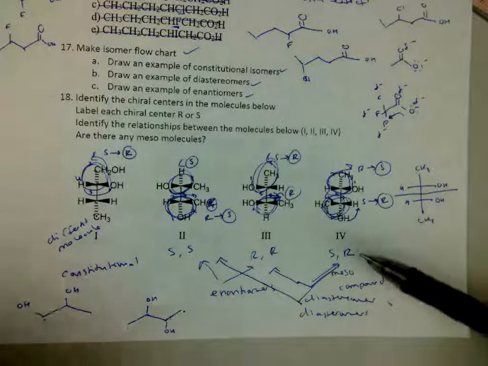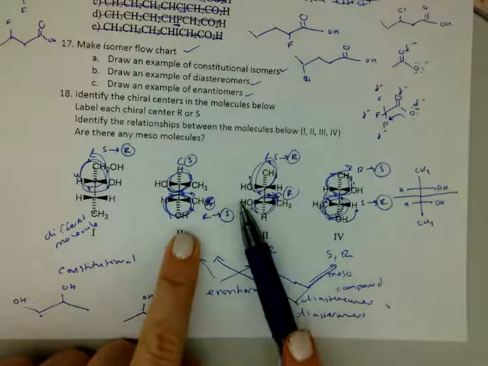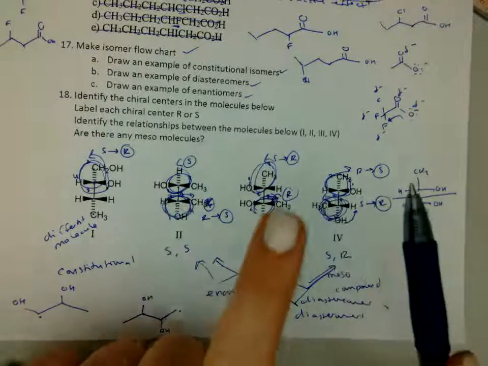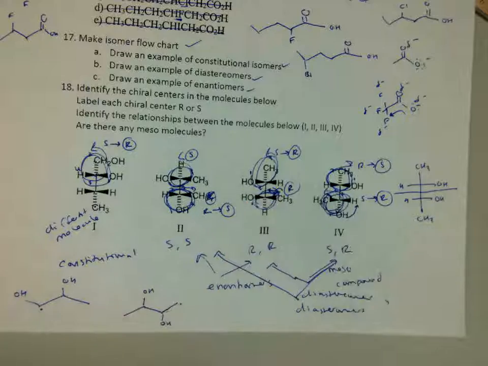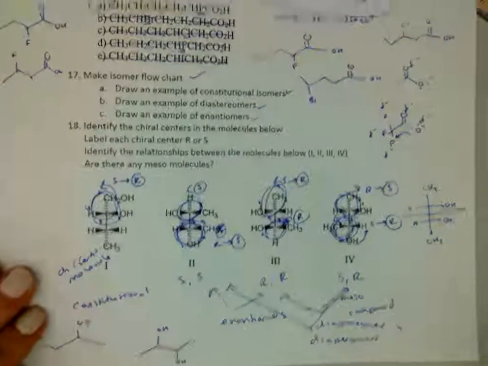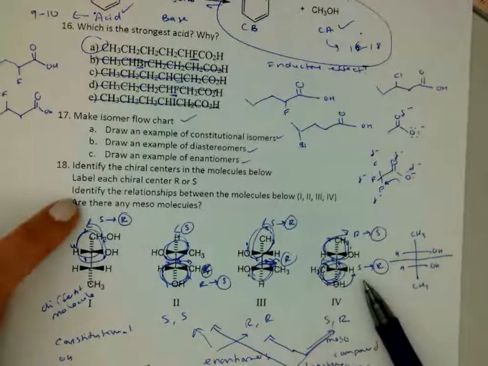And then these are enantiomers of one another. These are diastereomers of each other, and these are diastereomers of each other. So hopefully that's helpful for you and there's one meso molecule.